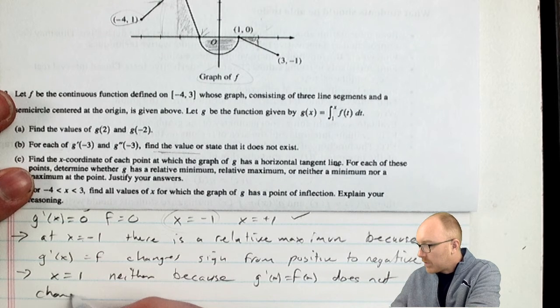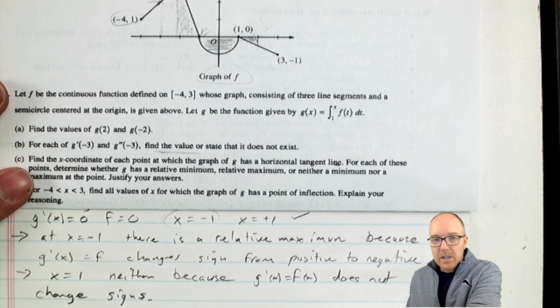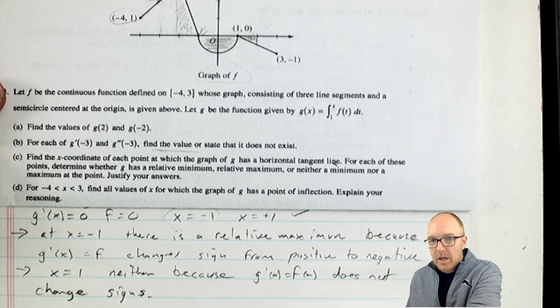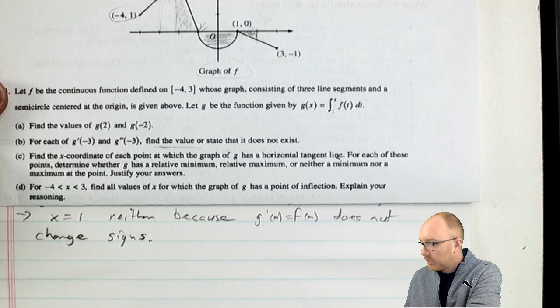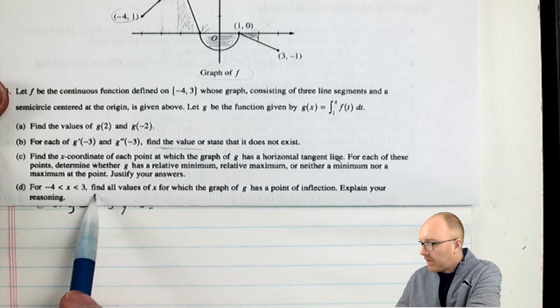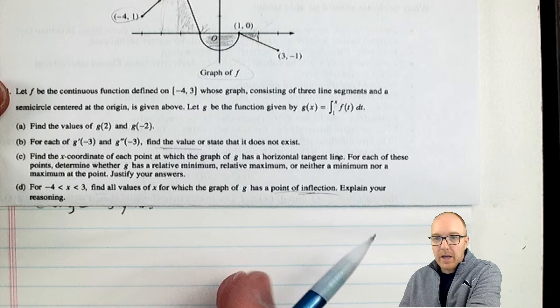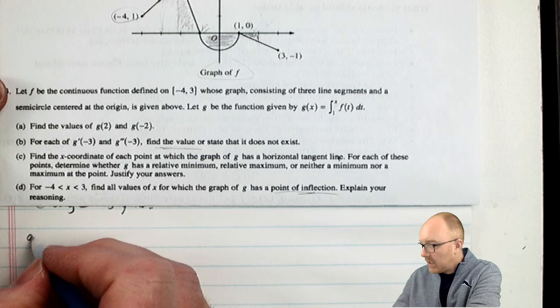I'm running out of space on the screen on that. All right, there you have it. There's part C. And then let's look at D. Now they're asking to find all values of x at which G has a point of inflection. Explain your reasoning.